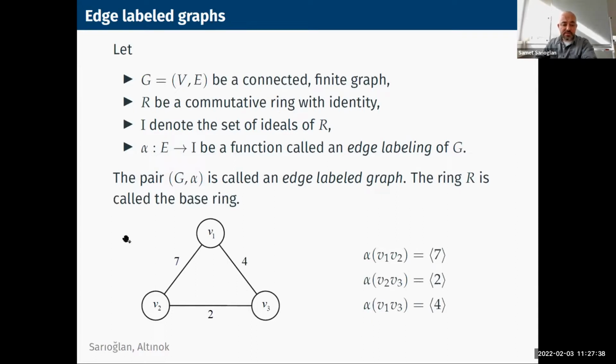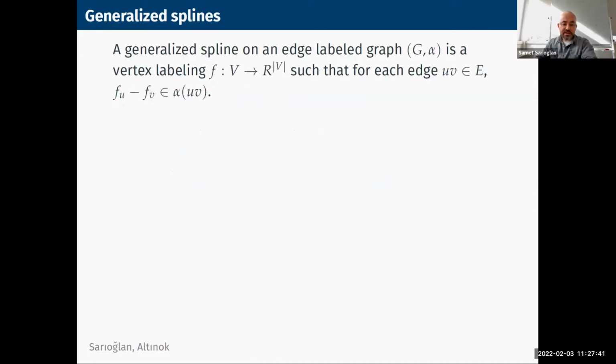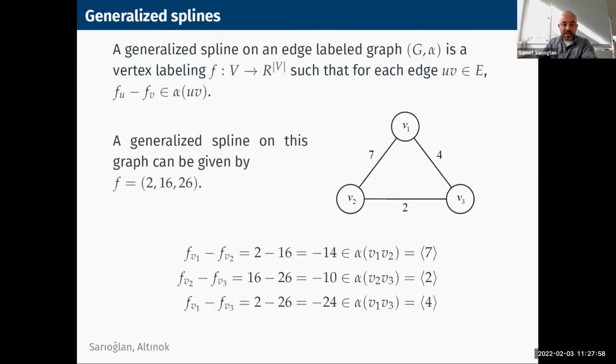Now we can give the definition of generalized splines. A generalized spline is a vertex labeling on an edge labeled graph G alpha, such that for each edge UV, the difference on the adjacent vertices is an element of the corresponding edge labeling ideal. Let me give an example like this. Just consider the first edge labeled tree cycle. A generalized spline on this graph can be given by 2, 16, and 26, which means that we can label V1 by 2, we can label V2 by 16, and we can label V3 by 26.